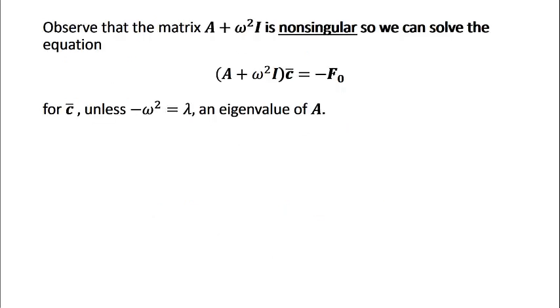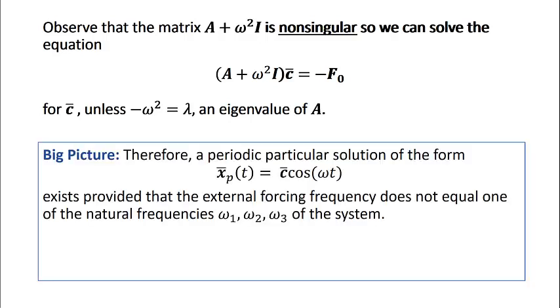Okay, now observe that this matrix, A plus omega squared I, is non-singular, so we can solve this equation for c unless that negative omega squared happens to be an eigenvalue of the matrix A. So, in the big picture, a periodic particular solution of the form c times cosine of omega t will exist provided that the external forcing frequency, the omega here, does not equal one of the natural frequencies, omega 1, omega 2, or omega 3, of the system.